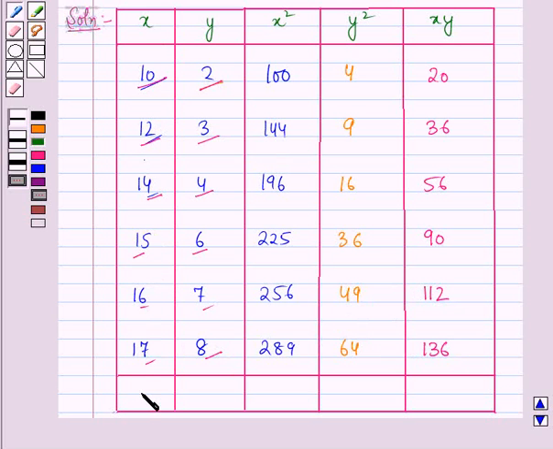Now on adding different values of x, we are writing summation x is equal to 84. On adding different values of y, we are getting summation y is equal to 30. On adding different values of x square, we are getting summation x square is equal to 1210. And on adding different values of y square, we are getting summation y square is equal to 178. And on adding different values of xy, we get summation xy is equal to 450.